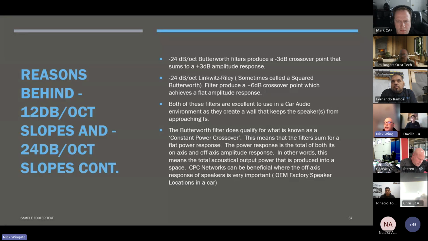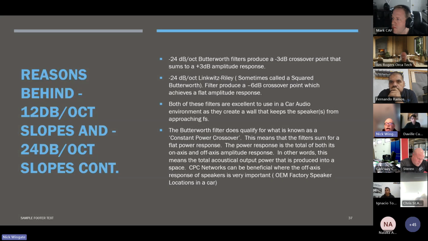There are times you may need to do that. You may need that energy there because of the acoustic properties of the car. A 24 dB Linkwitz-Riley, which is sometimes called a squared Butterworth filter, produces a minus 6 dB, which we just talked about a moment ago. That's the reason why you may need to use that one.